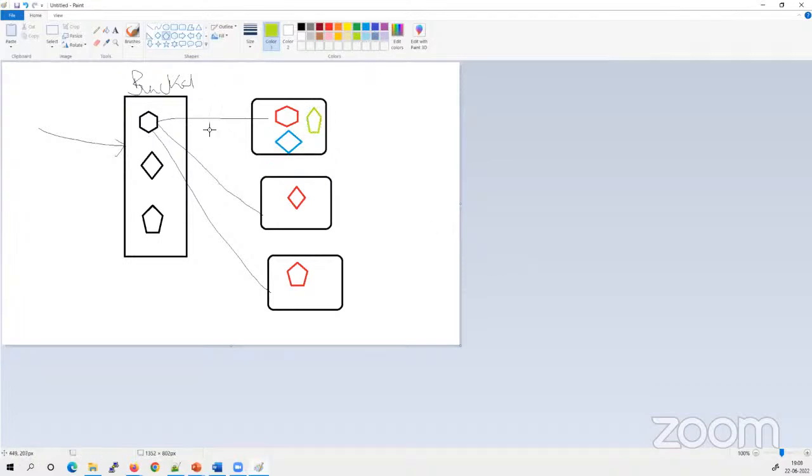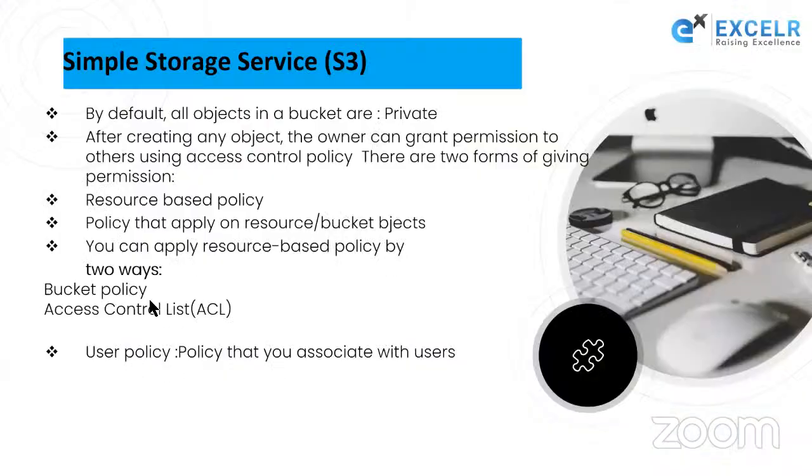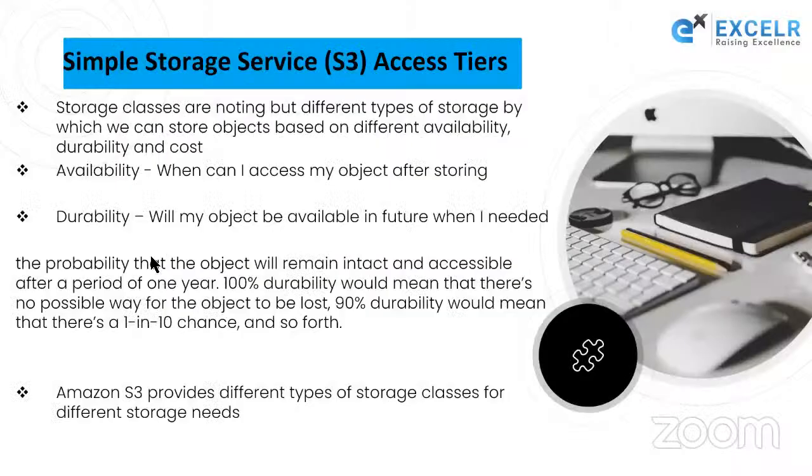So like this, whenever you are copying the object, it is getting copied into 3 availability zone, and that's how you are going to get a very highly available S3 object. So this is how you are going to get a highly available object.